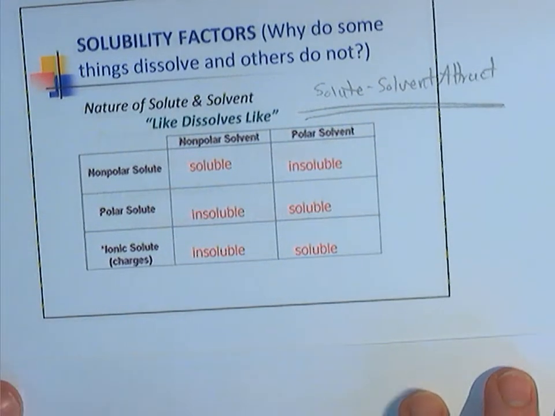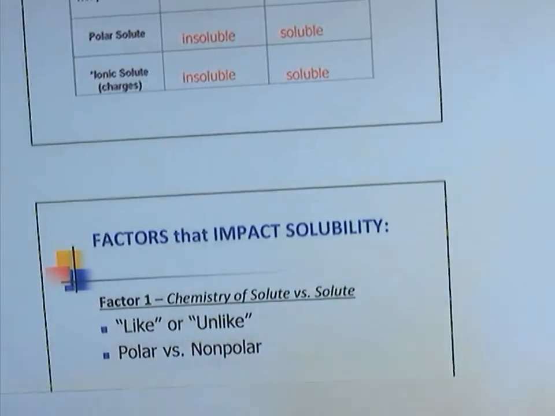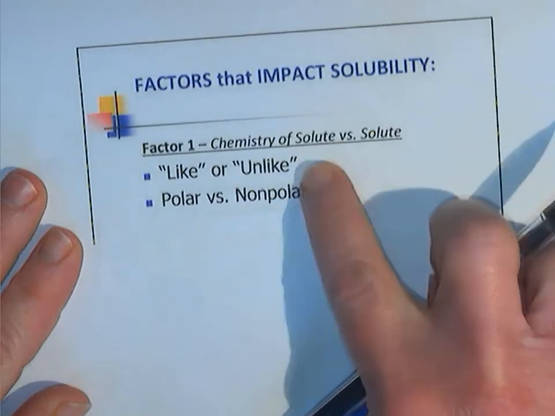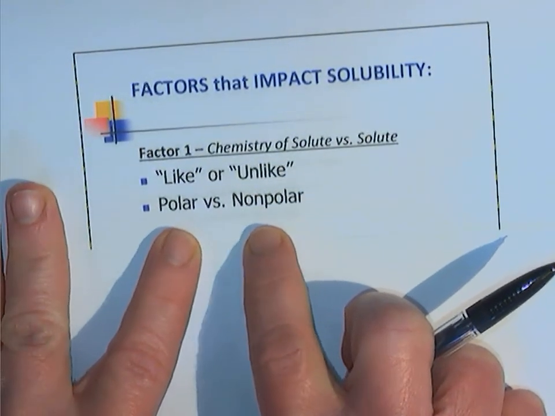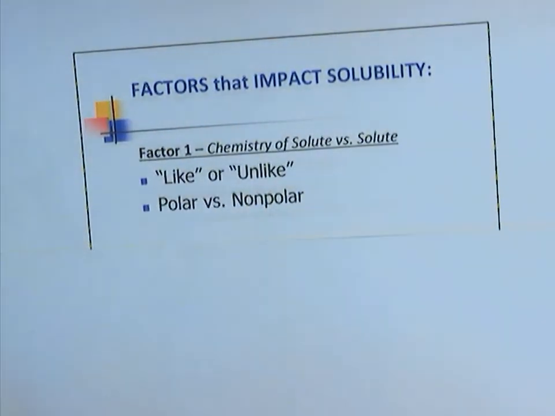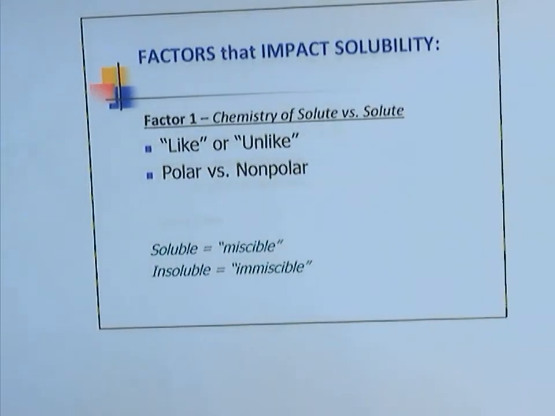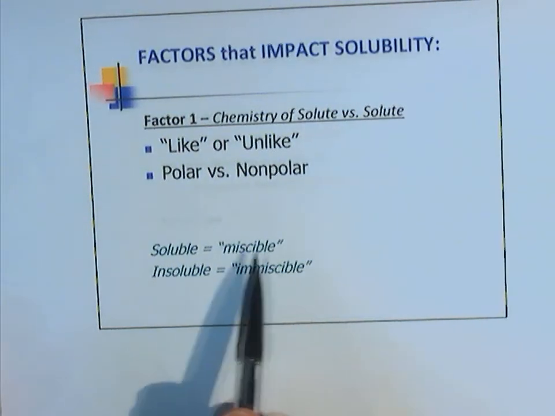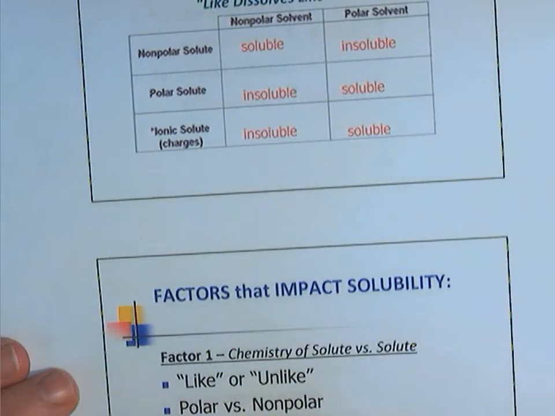Okay, so how can we get more to dissolve? How can we impact the solubility? Well, first we have to make sure that they have alike chemistries. You can work all day long, and it's going to be incredibly hard to really impact solubility greatly if they are not similar in their chemistries. So here's an opportunity to introduce the terms miscible and immiscible. They are akin to soluble and insoluble. So you have to make sure that the chemistries are on your side.